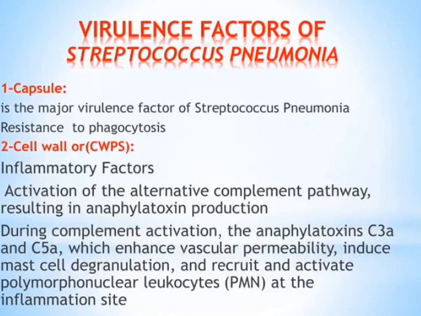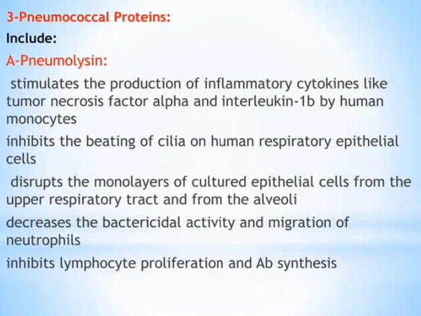Virulence factors of Streptococcus pneumoniae. Capsule is the major virulence factor of Streptococcus pneumoniae, giving resistance to phagocytosis. Cell wall: the inflammatory factors. Activation of the alternative complement pathway results in anaphylatoxin production. During complement activation, the anaphylatoxins C3a and C5a enhance vascular permeability, induce mast cell degranulation, and recruit and activate polymorphonuclear leukocytes at the inflammation site.